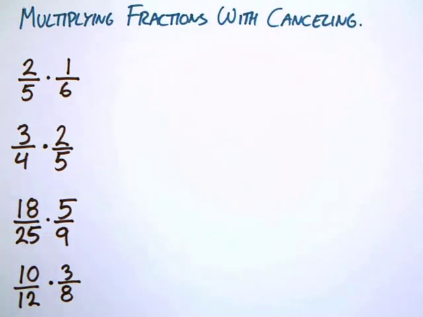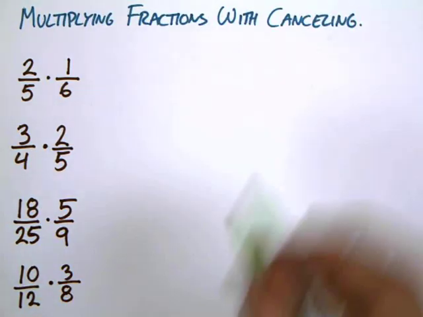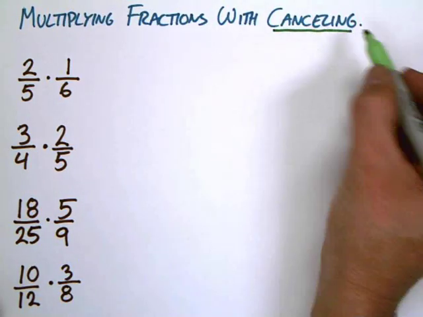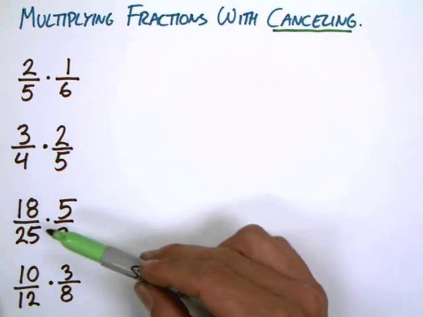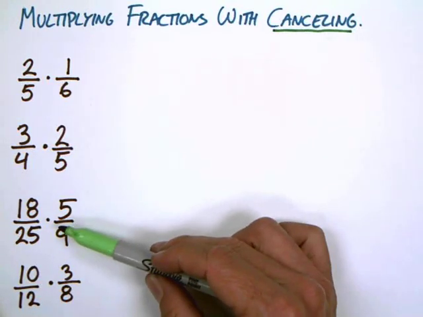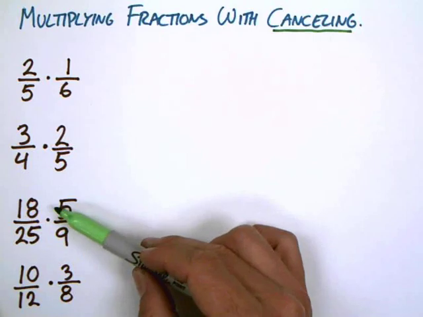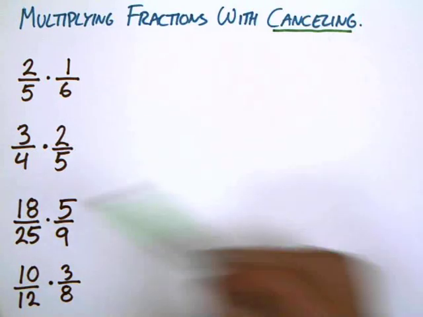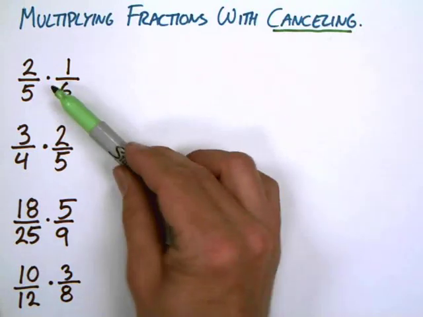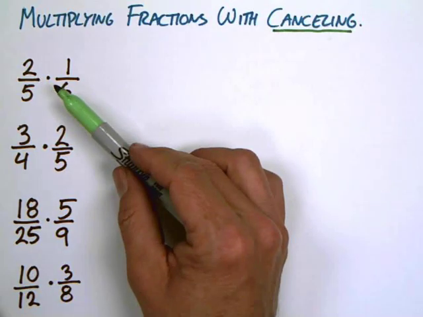All right, we're still multiplying fractions here, but this time we're going to do it using something called canceling. Canceling is a little more advanced way for us to multiply fractions, especially fractions that are really large, where I really don't feel like multiplying 18 times 5, and I want to look for a shortcut that's going to make it easier, especially with large numbers. So let's take a look at this example, and I'll explain what canceling does.